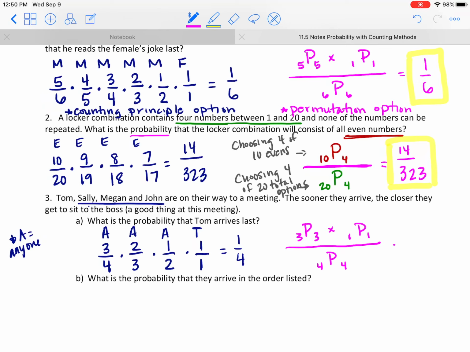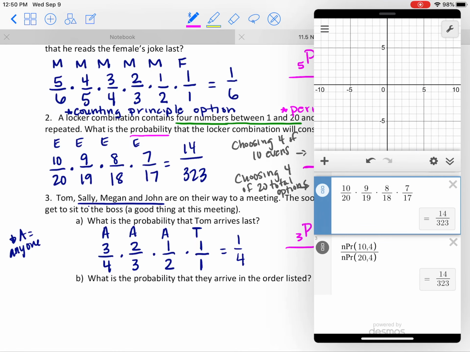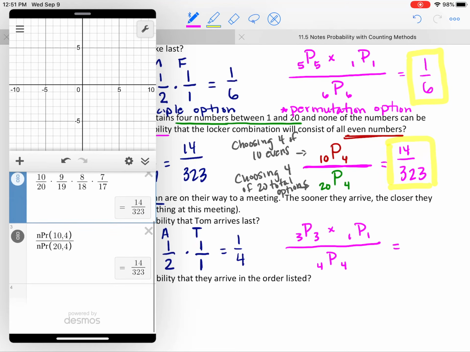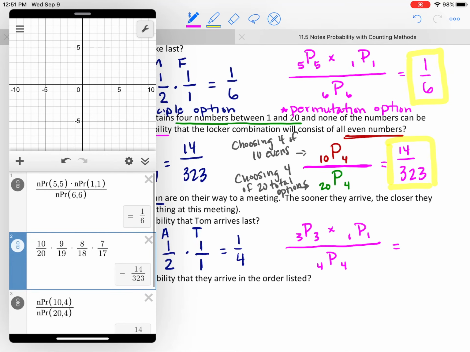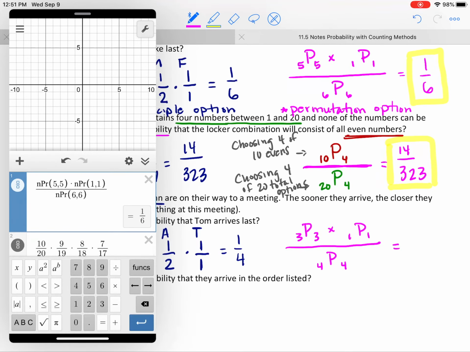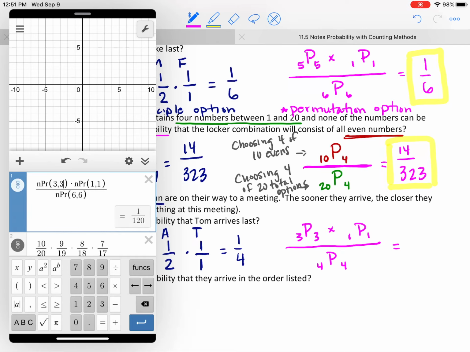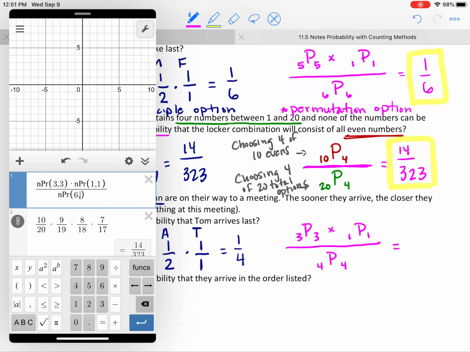Okay, so if we put that into the calculator, we're going to get the same exact thing, and just so you can see it, just to confirm, oh here, I could manipulate this one. This was 3 and 3, 1 and 1, and then 4 and 4.